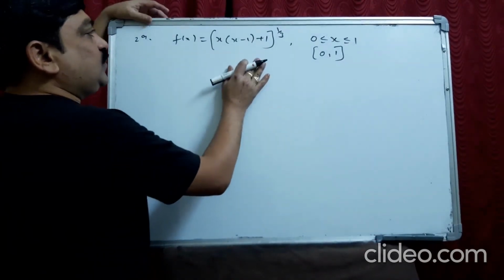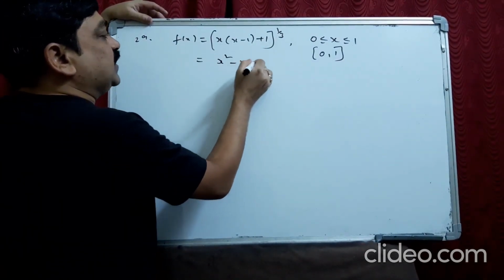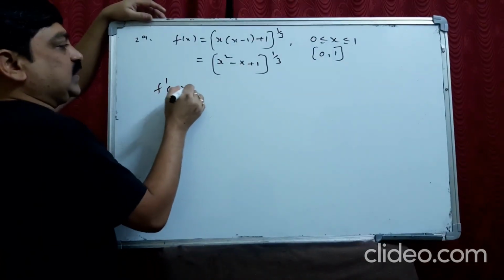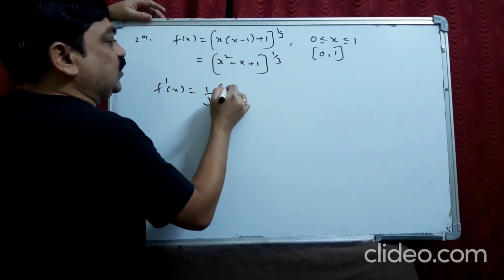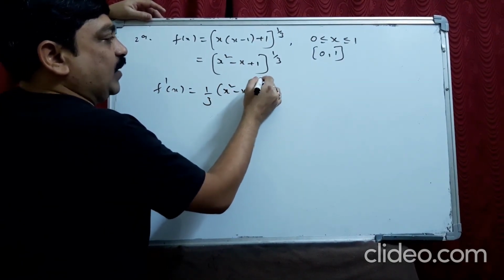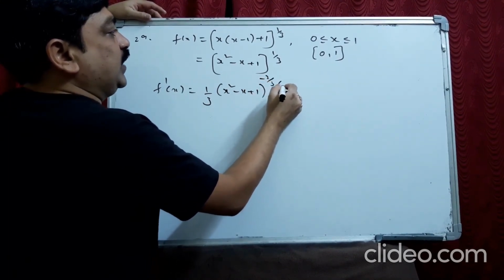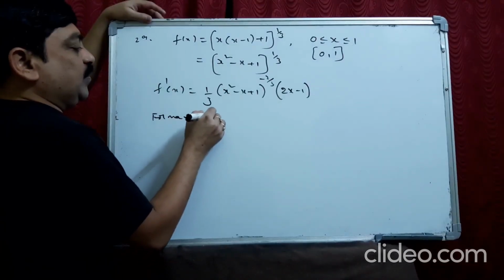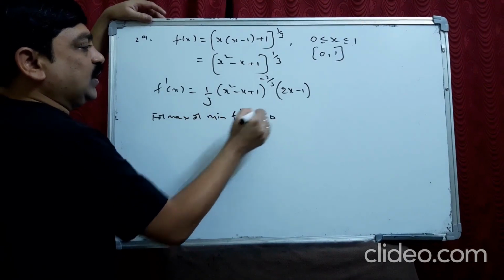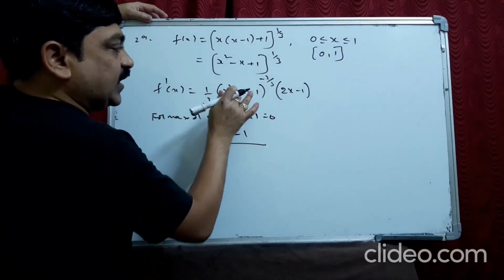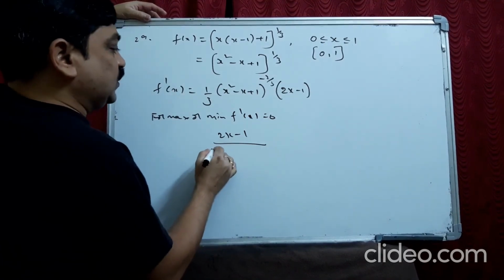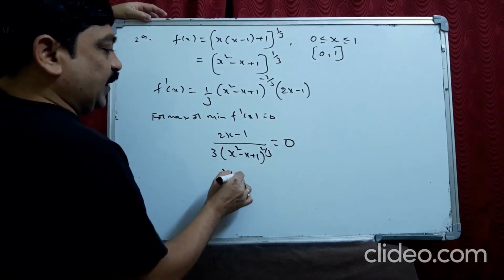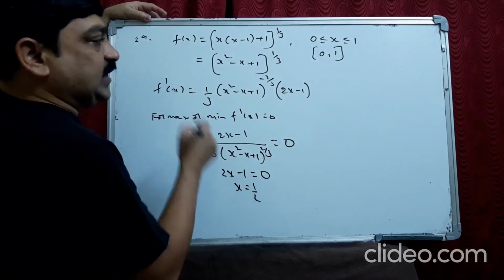So what we do? We take this function as x square minus x plus 1 power 1 by 3. So let us do the derivative. f dash of x, it looks like some x power n. 1 by 3 into x power n, 1 by 3 minus 1, that is minus 2 by 3, into derivative of this, which is 2x minus 1. So for maximum or minimum, f dash of x is equal to 0. That means 2x minus 1, this I write in the denominator because the power is negative. So 3 into x square minus x plus 1 power 2 by 3 is equal to 0. It becomes 2x minus 1 equal to 0, x is 1 by 2.